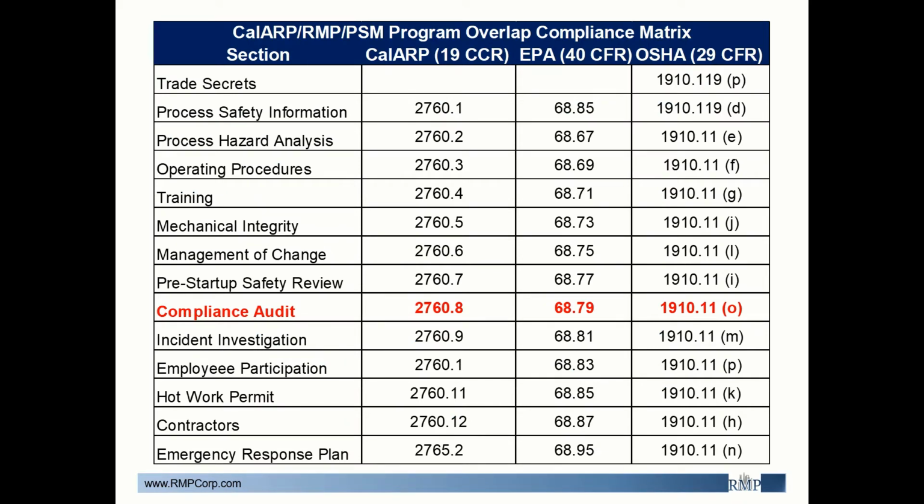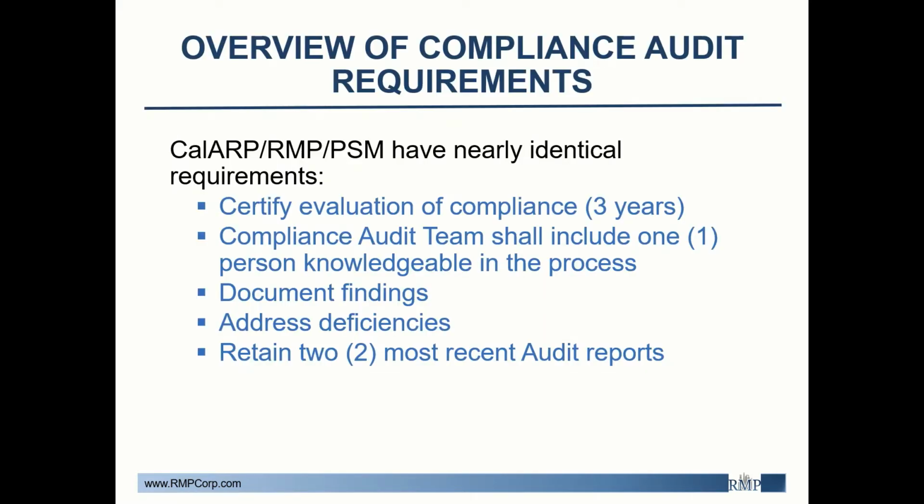And on the next slide here, you guys can see just how much they do overlap. Compliance audits are required in different sections of the different regulations here, as well as a number of other program elements for process safety and chemical accident prevention. As I said, the requirements between CalARP, RMP, and PSM are nearly identical, and also for the Nevada chemical accident prevention program. They also have some similar regulations to what is outlined in EPA RMP and OSHA PSM.